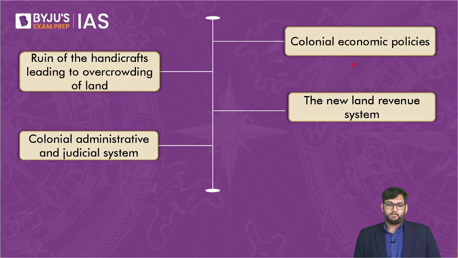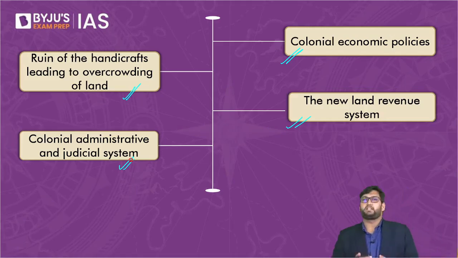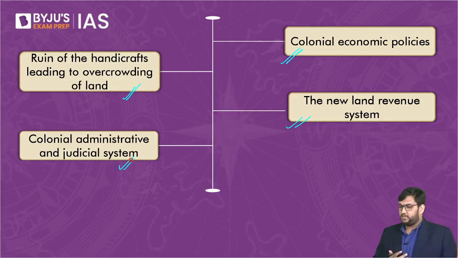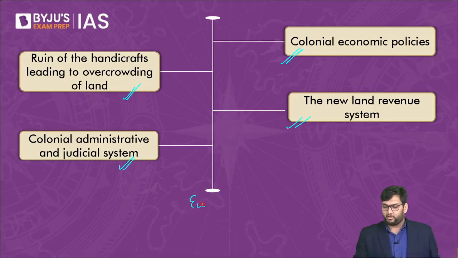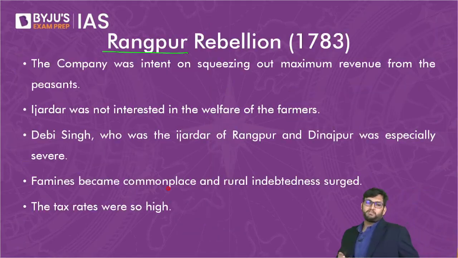But as I said, four manifestations. So we know it's colonial economic policy. We know it's the ruination or the destruction of handicrafts due to overcrowding of land and generally the new land revenue settlements and the administrative policy, judicial policy, which was totally geared towards the British itself. So we know that basically it's the economic pillar of the British which will create the context for these rebellions. The first is called the Rangpur Rebellion.